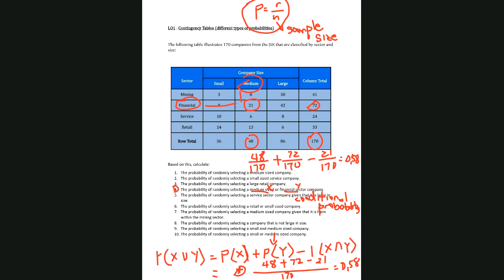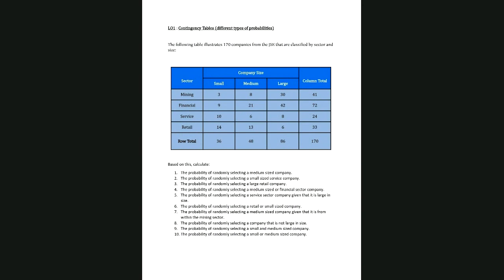So in this case, for question 5, they said: what is the probability of randomly selecting a service sector company given that it is large in size? The given portion here is that it is large in size, which means that we're not looking at all 170. We're only looking at the large companies, and there were only 86 large companies. So our denominator is now going to be 86.